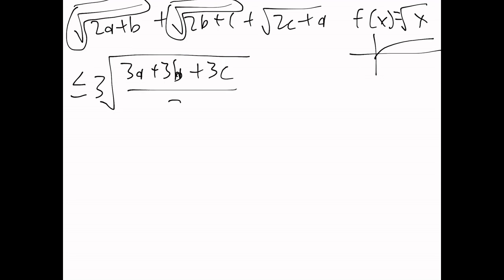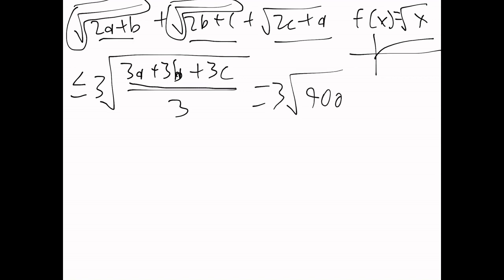Where do we get this from? Well, 2A plus B plus 2B plus C plus 2C plus A is equal to 3A plus 3B plus 3C. And then we divide that by 3, and so this is going to be equal to 3 times the square root of 400, which we know is going to be equal to 60.